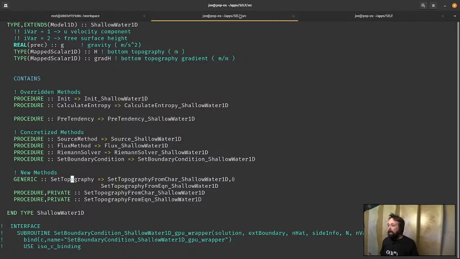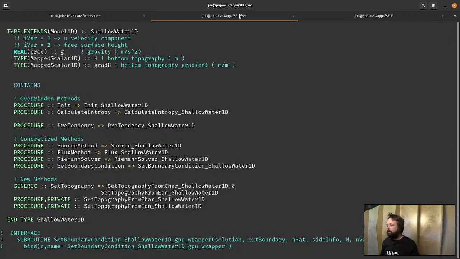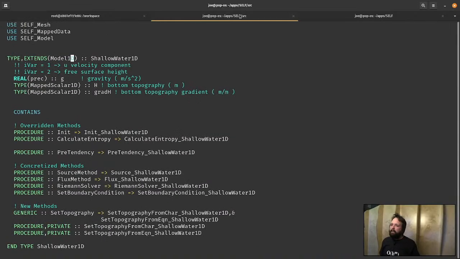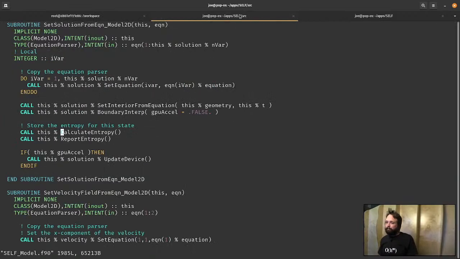We did add new methods to this type extension to be able to set the topography. The reason we needed to do that is because in this type extension, topography itself is not included with Model 1D. So this is a really good example of how to do a type extension in Fortran to concretize a specific conservation law solver you want to solve, based off of what's available in that existing model.